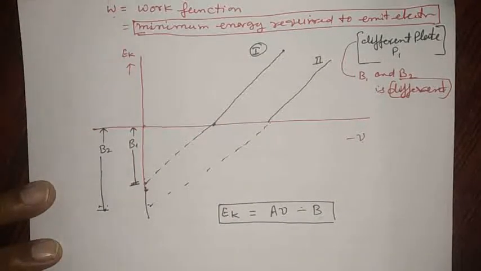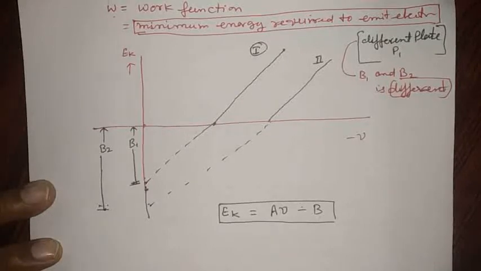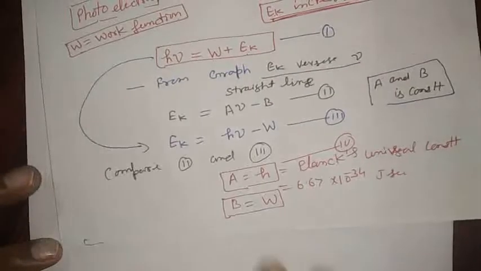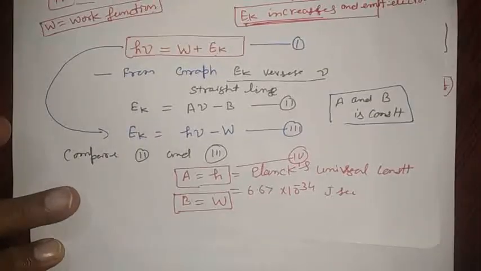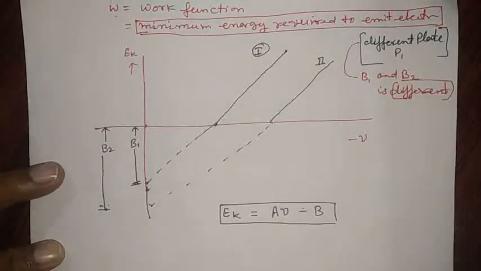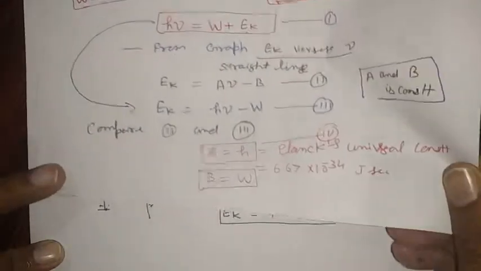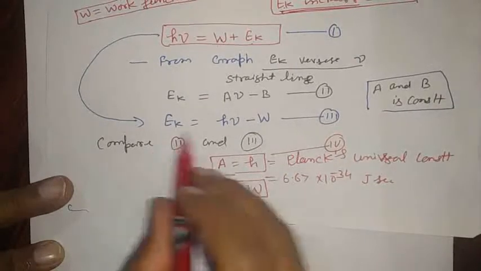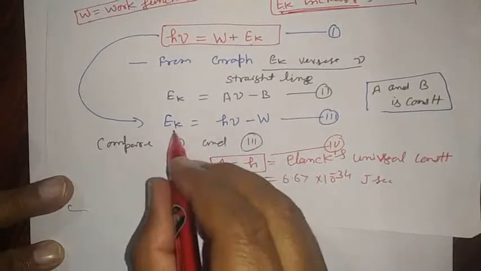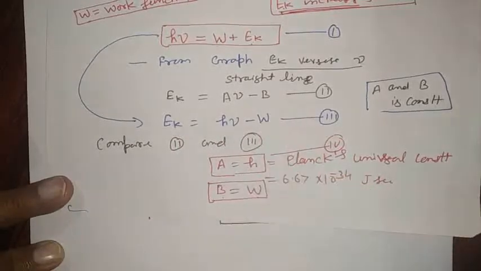Clear? Because here we have just compared this B as equal to the work function. And then see this equation, the Einstein equation can be written in this form: Ek is equal to h nu minus W.